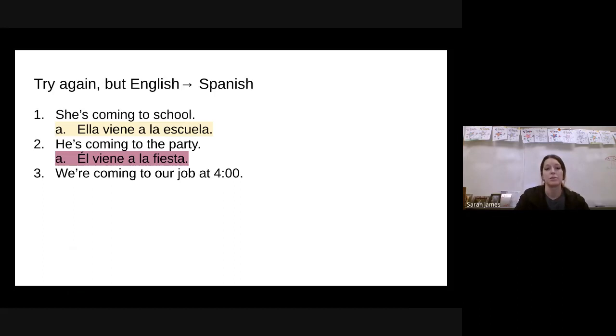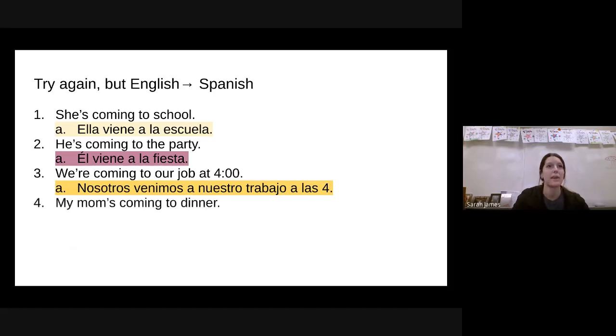And that should be nosotros venimos a nuestro trabajo a las 4. Okay, that was a whole lot. So we got all that. Nosotros venimos a nuestro trabajo a las 4. So you are good enough by now to be able to do all of that stuff. It's just, do you remember everything we've done to put all that together? Okay, try that one.